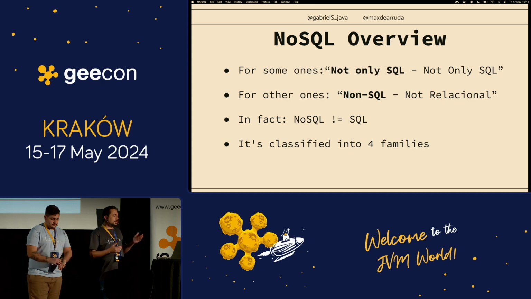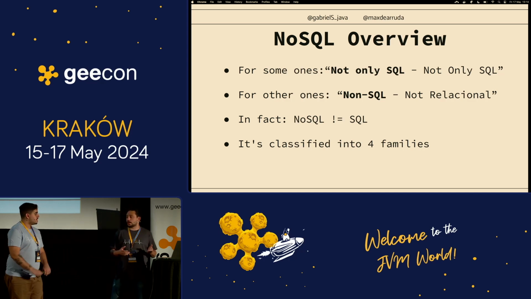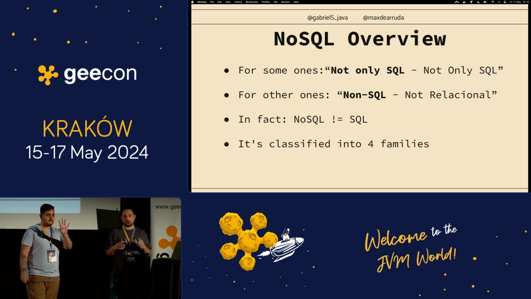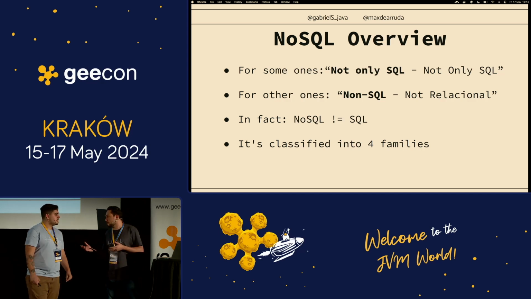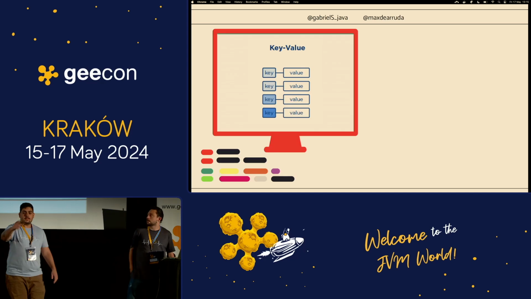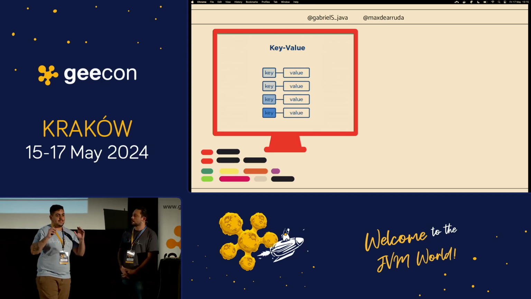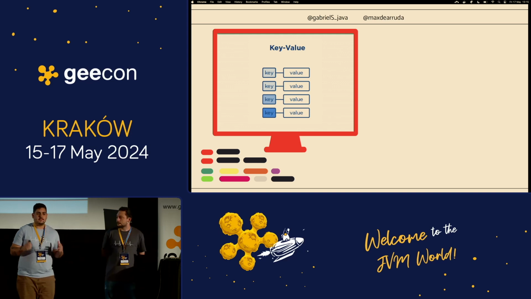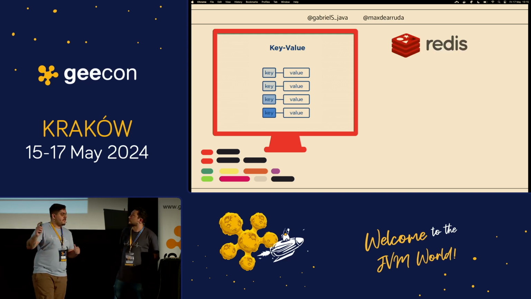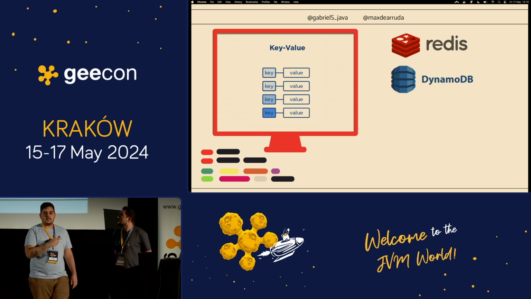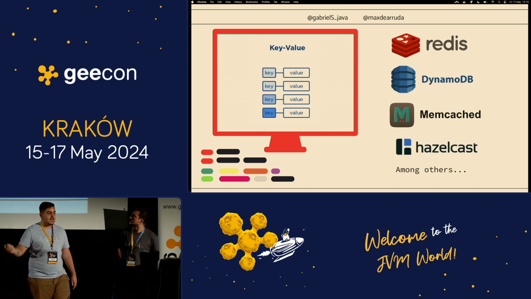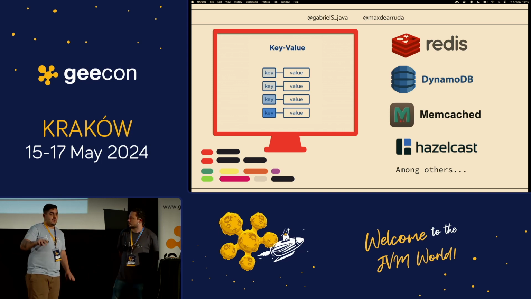We know that right now there are many NoSQL families, but we are talking about only four today, the most famous ones. The first is the key-value family, which is very nice and has a lot of popular databases in the market. The first vendor is Redis, the second is DynamoDB, and another is the in-memory cache Hazelcast. We have a lot of vendors in the market, and here we have only four.